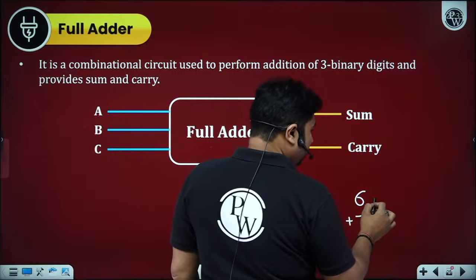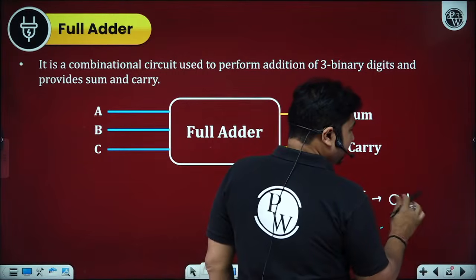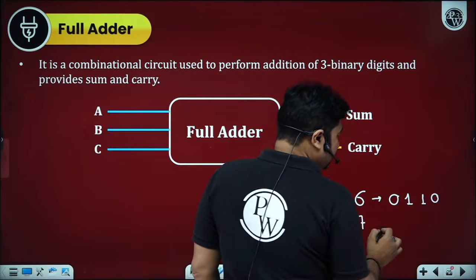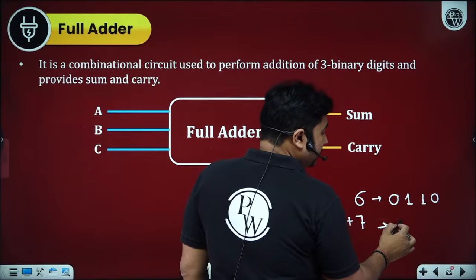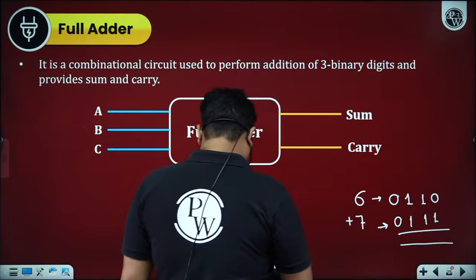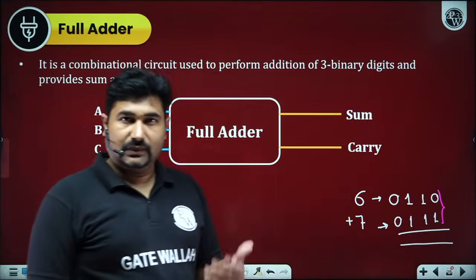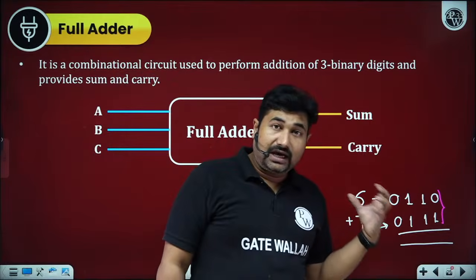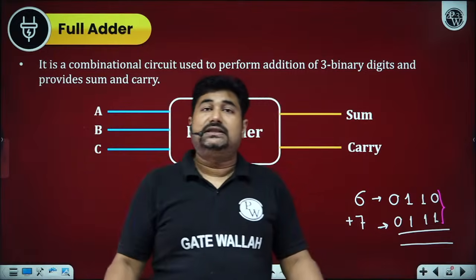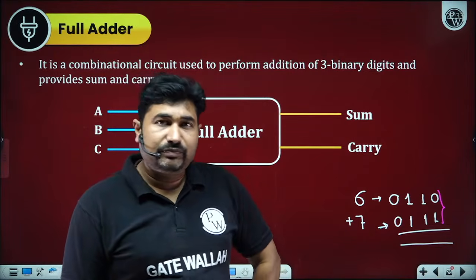If you want to perform this, what is the binary of 6? Sir, binary of 6 in 4 bit is 0 1 1 0. And what is the binary of 7? So 7 in binary is 0 1 1 1. So we are not interested to perform the addition of just these 2 bits. We are actually concerned to do the addition of a number of bits. Then only we can perform actual addition of bigger numbers. Is it okay? Yes, sir.